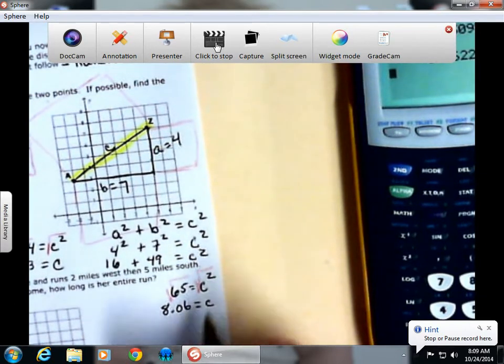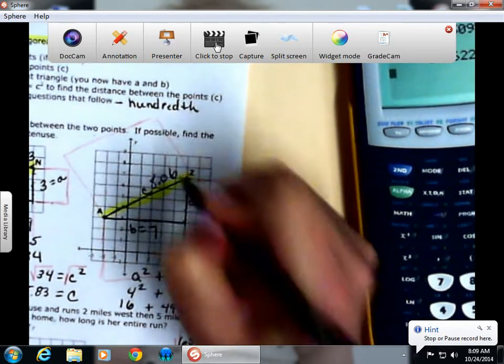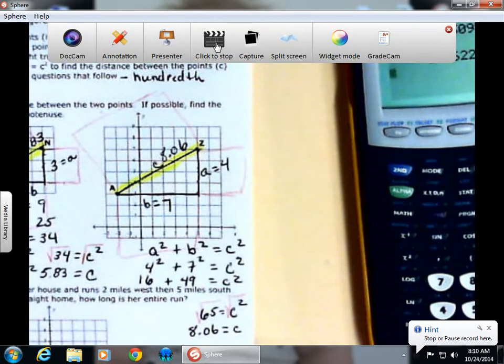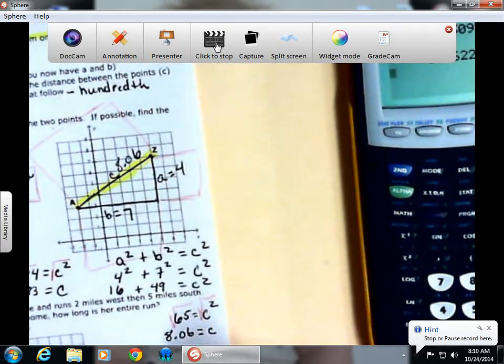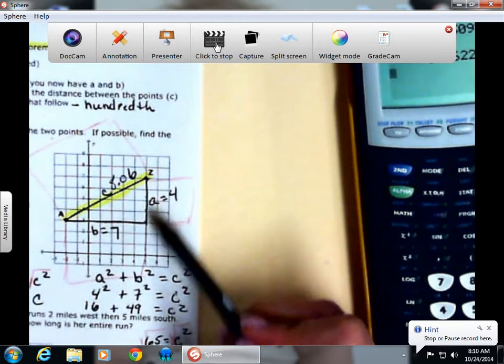Now we also want to take a look at what the slope is of the hypotenuse. Remember, the slope is the change in y over the change in x. Here's our y-axis, so our change in y is 4. And our change in x is 7.